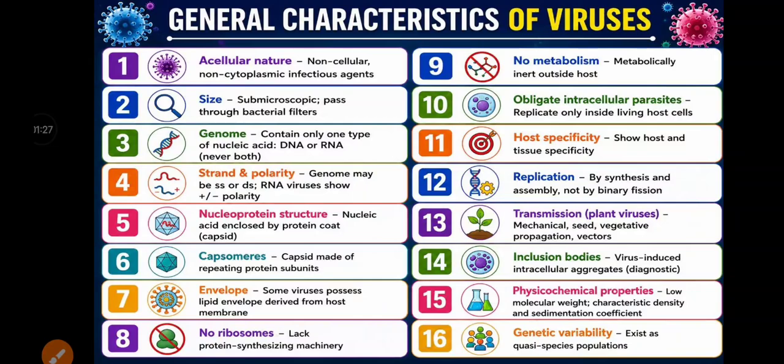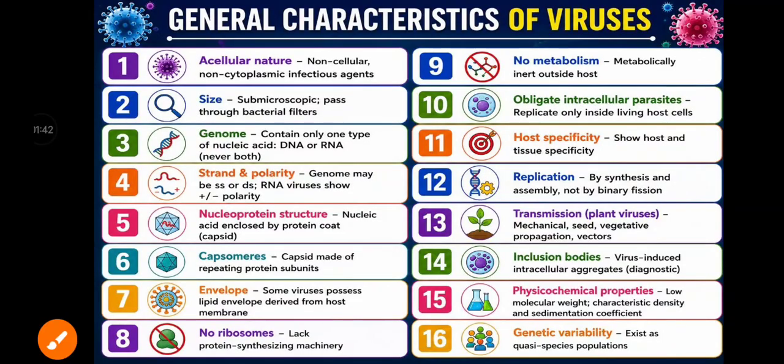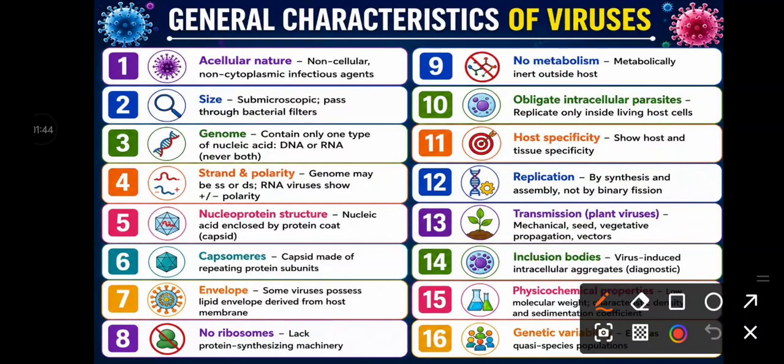Then about the genome. The genome of plant virus generally contains nucleic acid, that is either in the form of DNA or RNA, but never both. Then strand and polarity. The genome is either present in single stranded or double stranded form, but the RNA viruses may show polarity, maybe positive or negative.